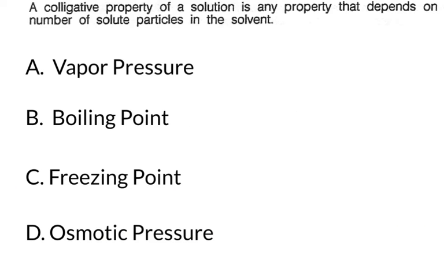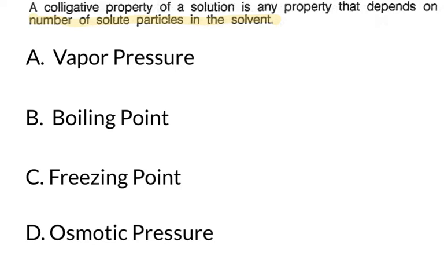What's especially important about a colligative property is that it depends upon the number of solute particles in the solvent, not just if there is a solute, but how much there is. The 4 colligative properties that we will be looking at are vapor pressure, boiling point, freezing point, and osmotic pressure.